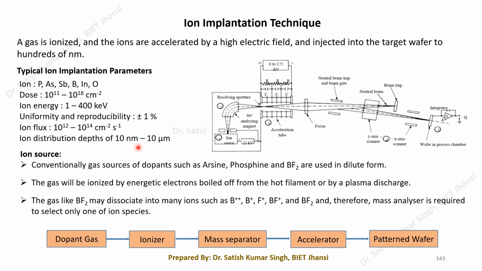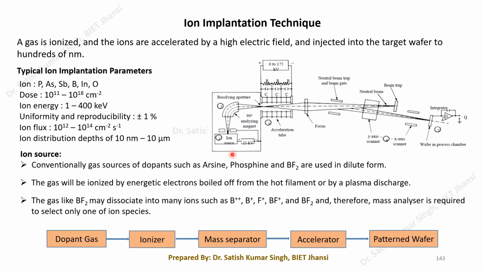Okay, so it will depend on what the energy of the ions should be. The ion energy will depend on which particular dopant material you want to dope, what dose you want, and what depth you want. Basically, what we can take here is, in this system, we should have a particular ion source.